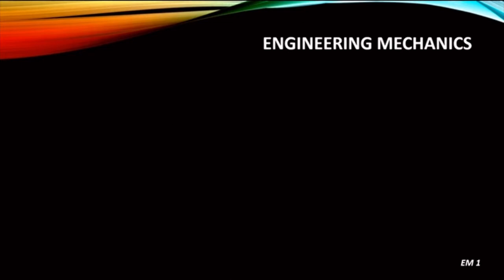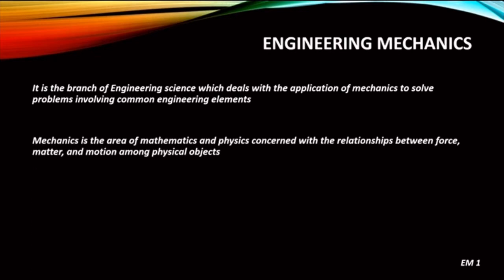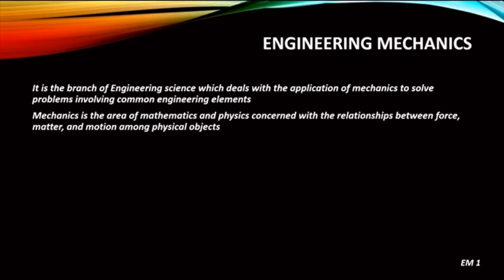First of all, we need to know about this subject, engineering mechanics. It is defined as follows. Engineering mechanics is the branch of engineering science which deals with the application of mechanics to solve problems involving common engineering elements. For a mechanical engineering student, the common engineering elements are wheels, rollers, nut and bolt, springs, etc. So, engineering mechanics helps us to solve problems of these elements by the application of mechanics. Then what is mechanics? Mechanics is simply the area of mathematics and physics concerned with the relationship between force, matter and motion among physical objects.